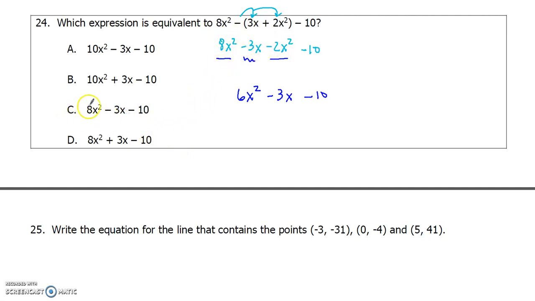So I bet it was supposed to be C. I bet these were supposed to be 6s. So let's just say that, and then we'll say C was the correct answer. Okay, sorry about that, you guys.